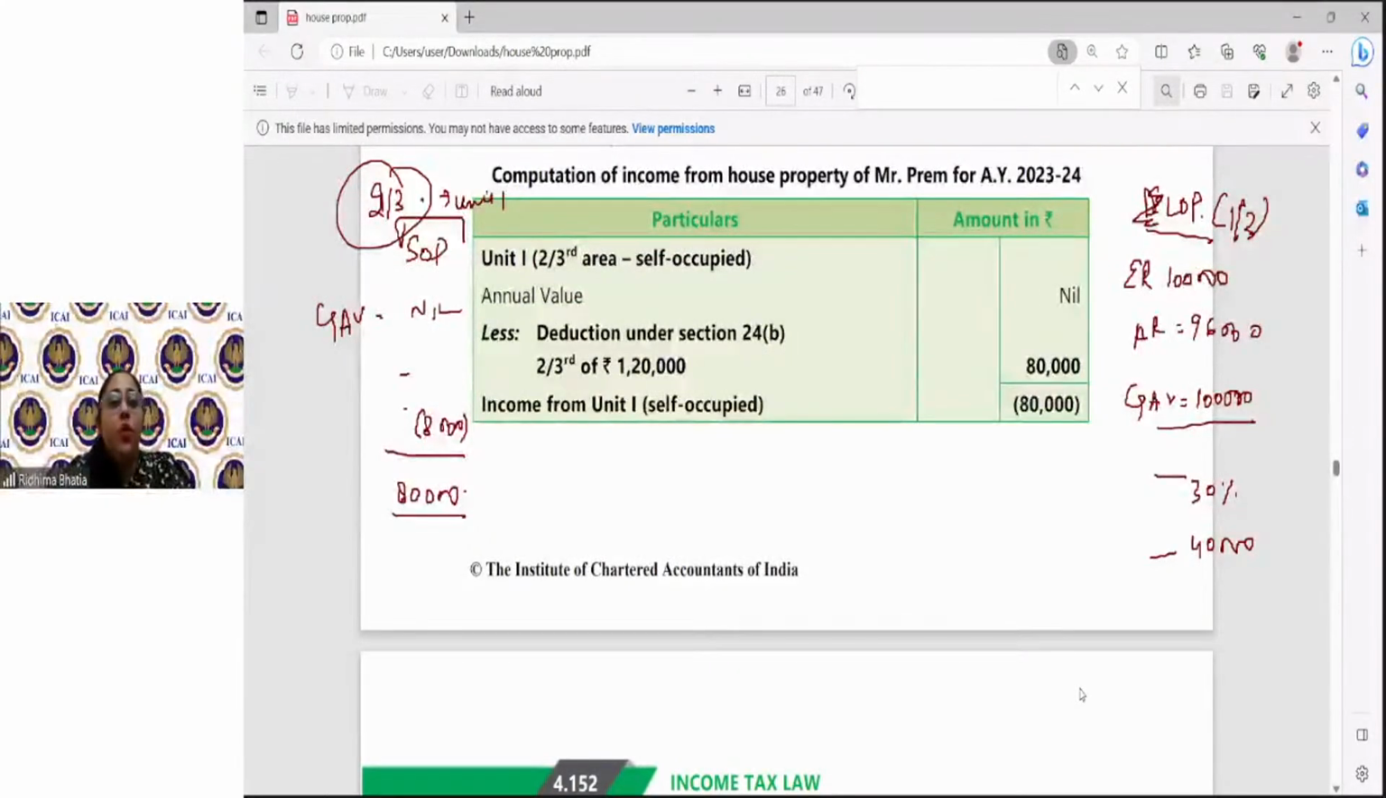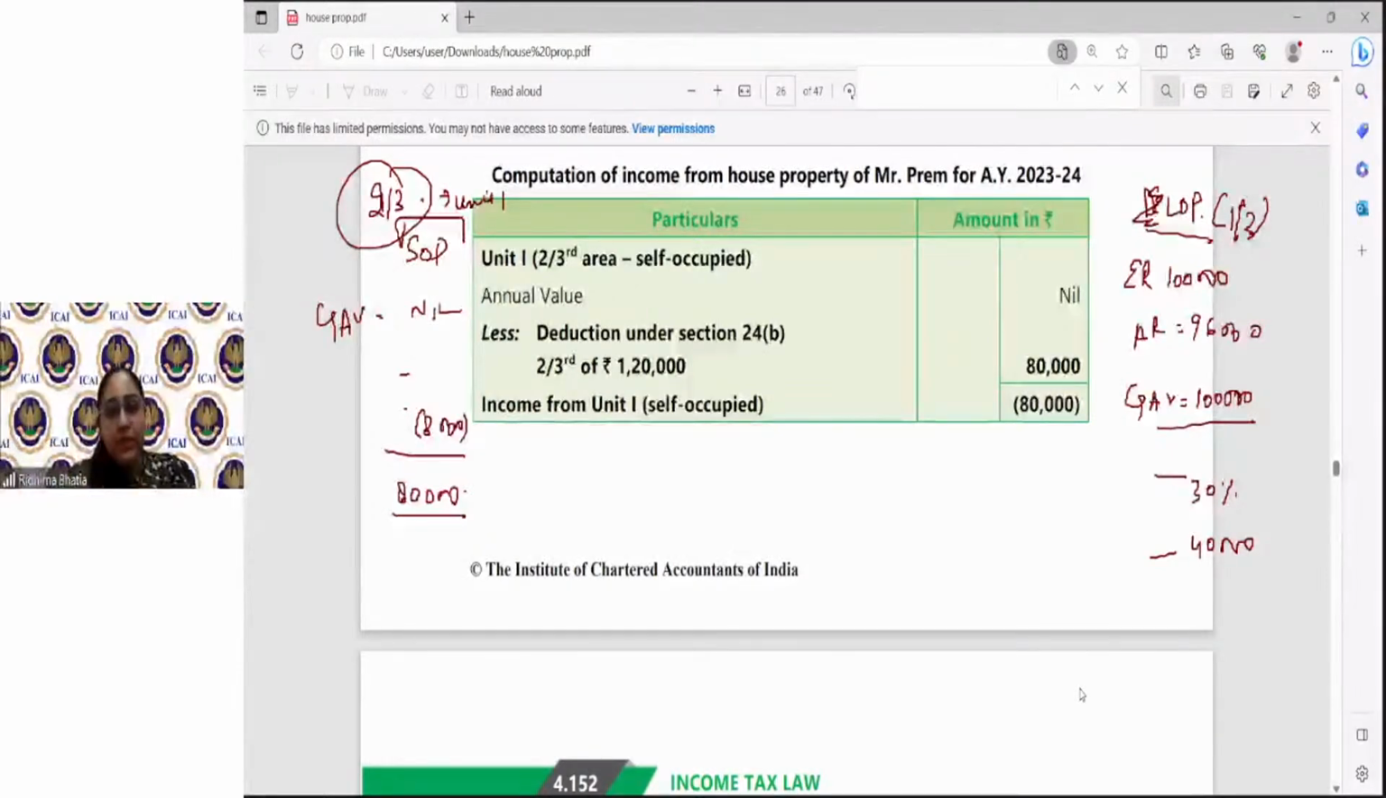Just remember that all the expenses, the expected rent, the interest, the municipal taxes would be divided into the proportion in which the area is. If 2/3 is for the SOP, 2/3 के हिसाब से सारा SOP का calculation होगा for municipal taxes and interest. If 2/3 is the LOP वाला, तो फिर उसको 2/3 पे आ जाओगे.